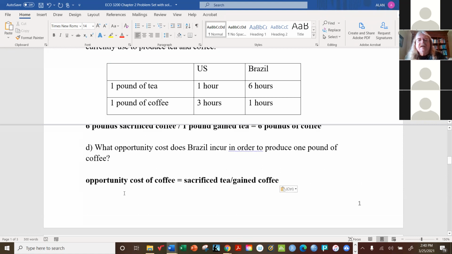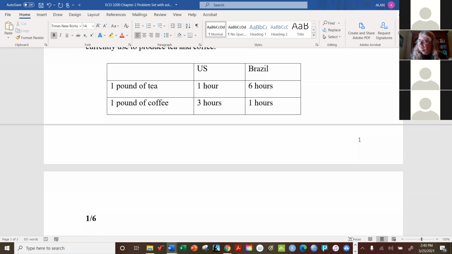If they make coffee, they only need 1 hour of labor, whereas that would only help us produce 1/6 of a pound of tea because each pound takes 6 hours. So what we're looking at here is 1/6 pound of tea sacrificed in order to gain 1 pound of coffee gained. So the bottom line is it's 1/6 of a pound of tea.